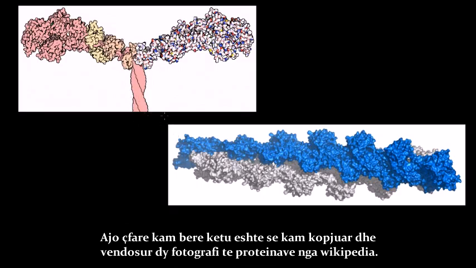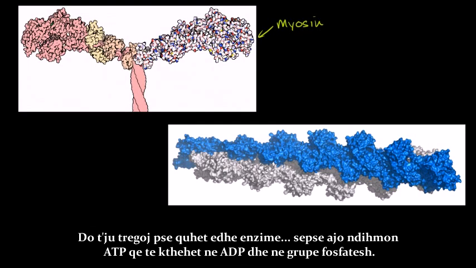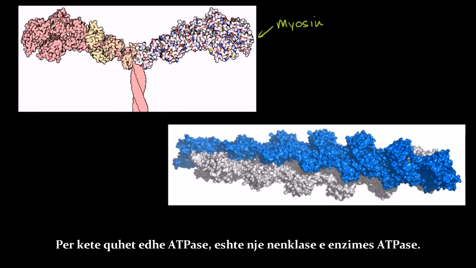So what I've done here is I've copied and pasted two images of proteins from Wikipedia. This is myosin. It's actually myosin 2 because you have two strands of the myosin protein. They're interwound around each other. So you can see it's this very complex looking protein or enzyme, however you want to talk about it. And I'll tell you why it's called an enzyme, because it actually helps react ATP into ADP and phosphate groups. So that's why it's called an ATPase, or a subclass of the ATPase enzymes.